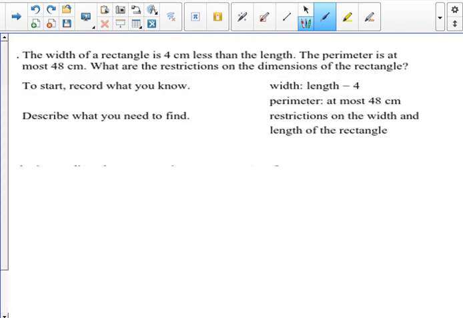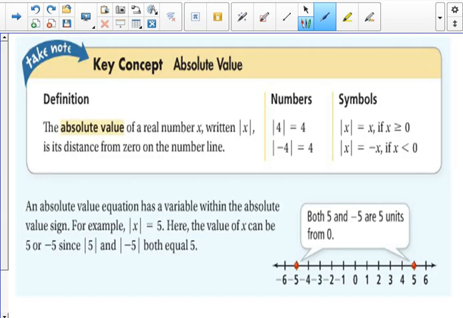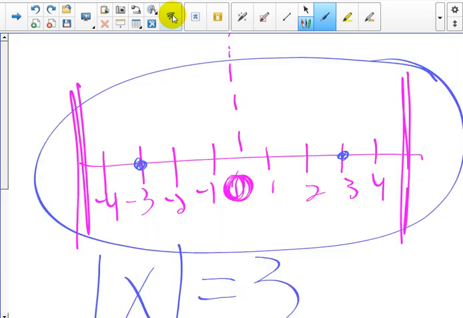All right, so today we're going to talk about absolute values, and I'm going to show it my way.